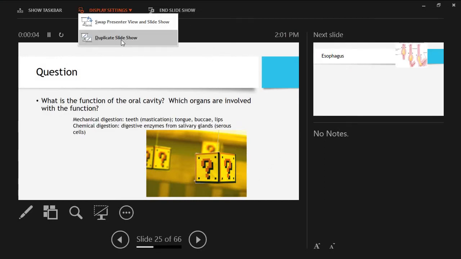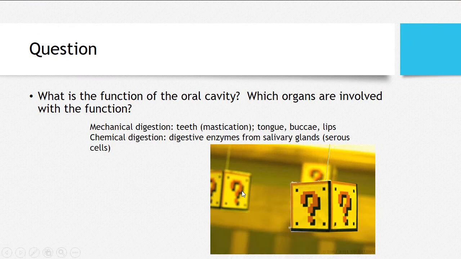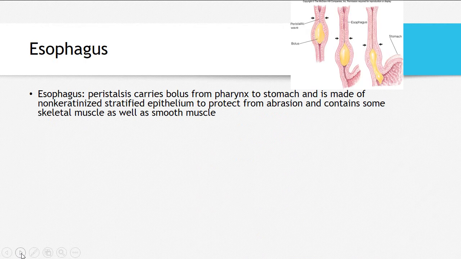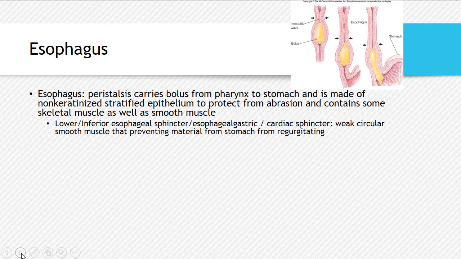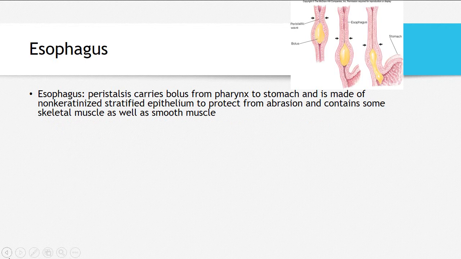Let's go into the esophagus now. Okay, so in the esophagus, we undergo a process called peristalsis. Once again, peristalsis is the moving of the food particles down the alimentary canal. At this point, it's still going to be non-keratinized stratified squamous epithelium to protect it from abrasion.